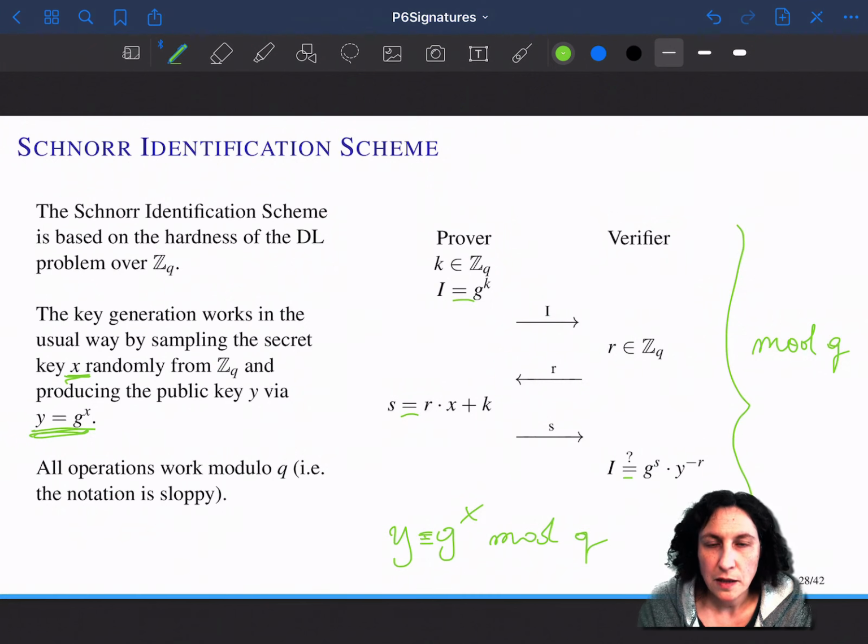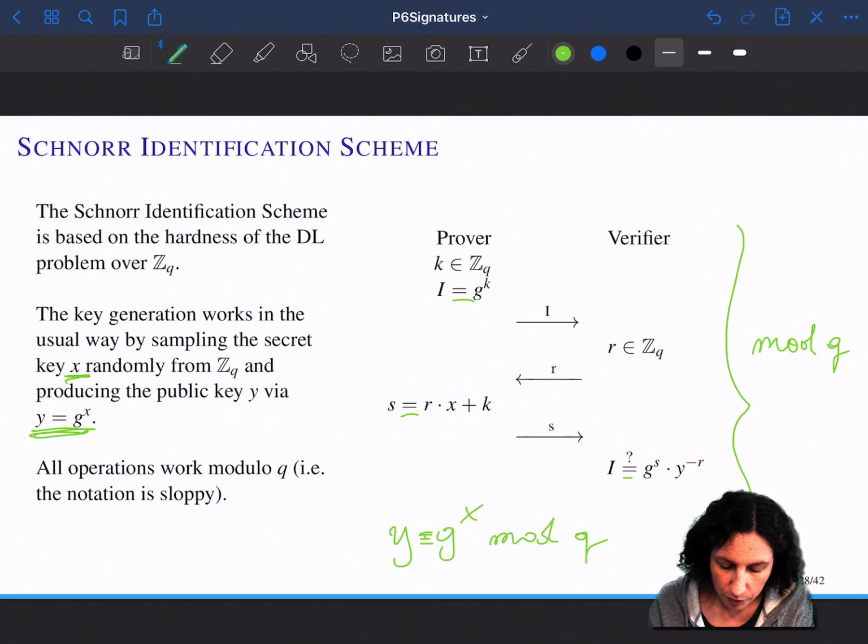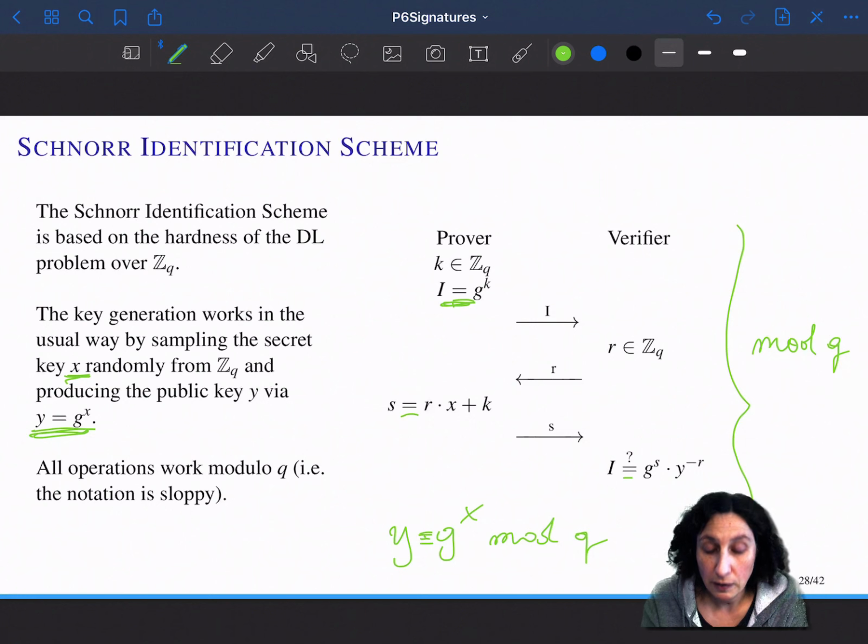So the process here is actually quite simple. We generate a private key, there is a secret key, there's also a public key as usual, and then the prover initiates the protocol by randomly sampling a number k, and then by producing an initial commitment I, which is simply g raised to the power k. So we have seen this way of working over and over again in the case of discrete logarithm-based systems. So this I is sent over to the verifier.